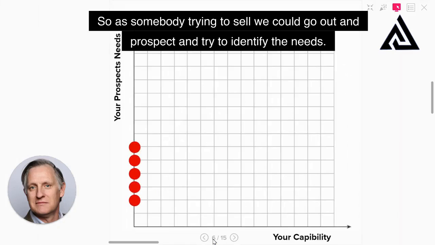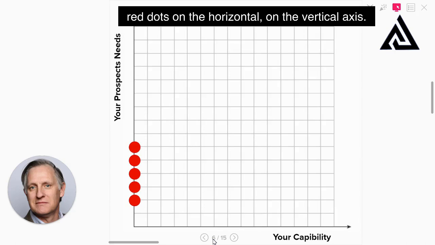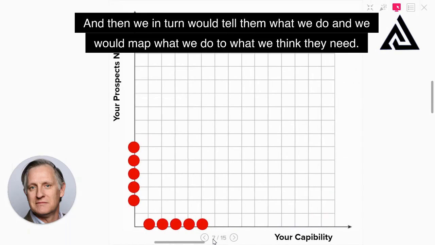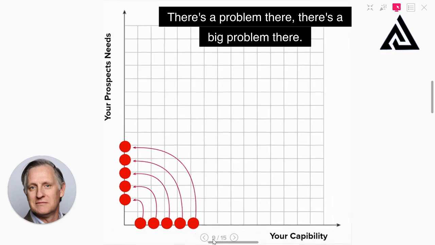So as somebody trying to sell, we could go out and prospect and try to identify the need. Typically, we ask them. And the prospect will tell us the 5 or 6 needs represented by these red dots on the vertical axis. And then we, in turn, would tell them what we do, and we would map what we do to what we think they need. There's a problem there. There's a big problem there.